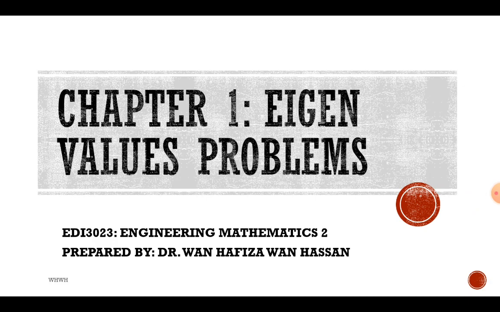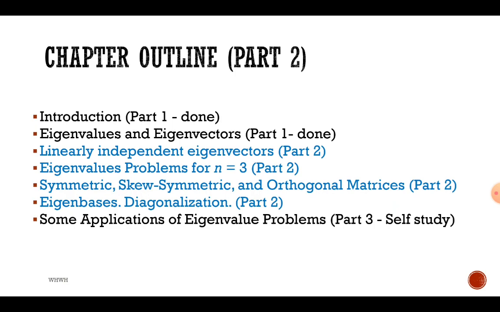So for today, our asynchronous lecture week number 2, we are going to continue with chapter 1, part 2. In part 1, we have discussed how to find the eigenvalues as well as eigenvectors, and also during our synchronous class we have discussed properties related to eigenvalues and eigenvectors.